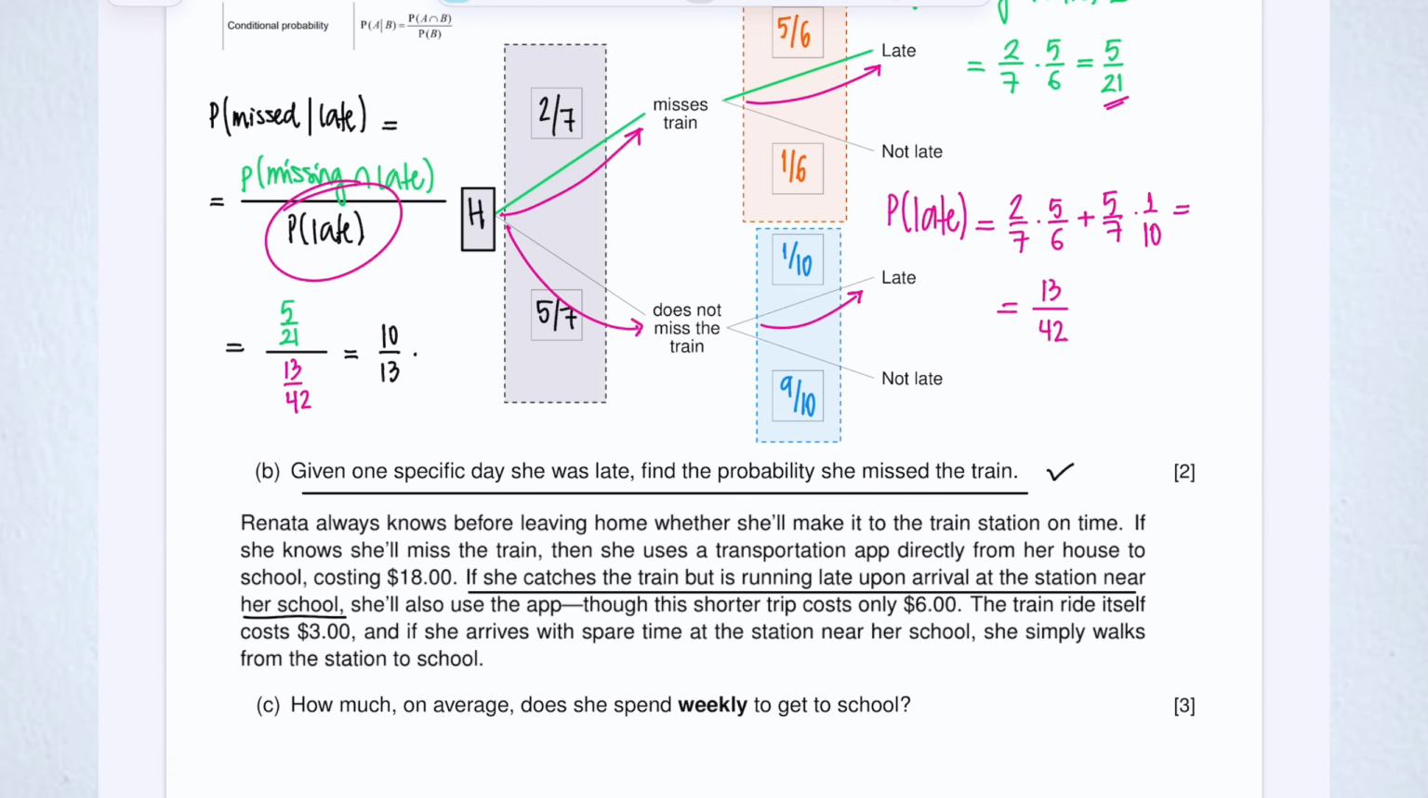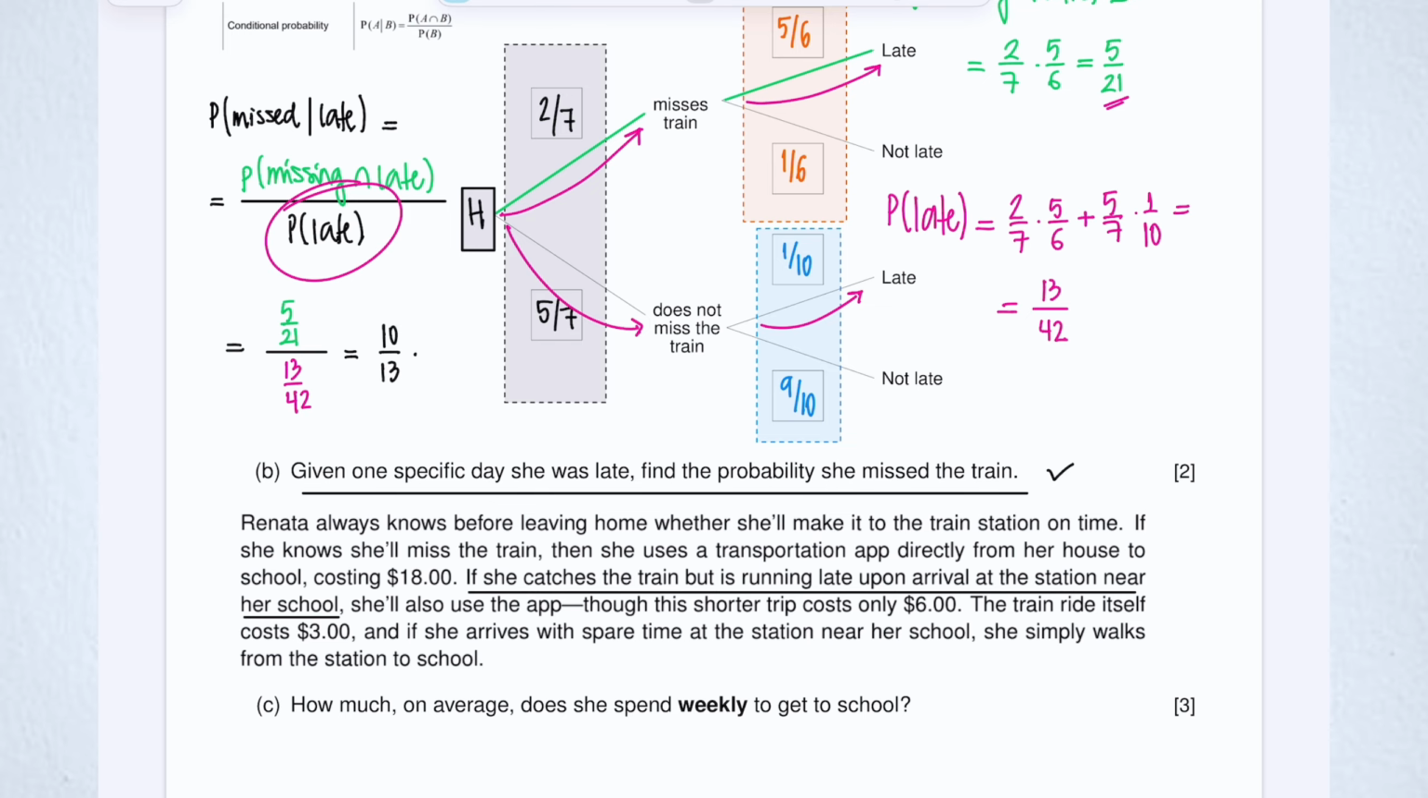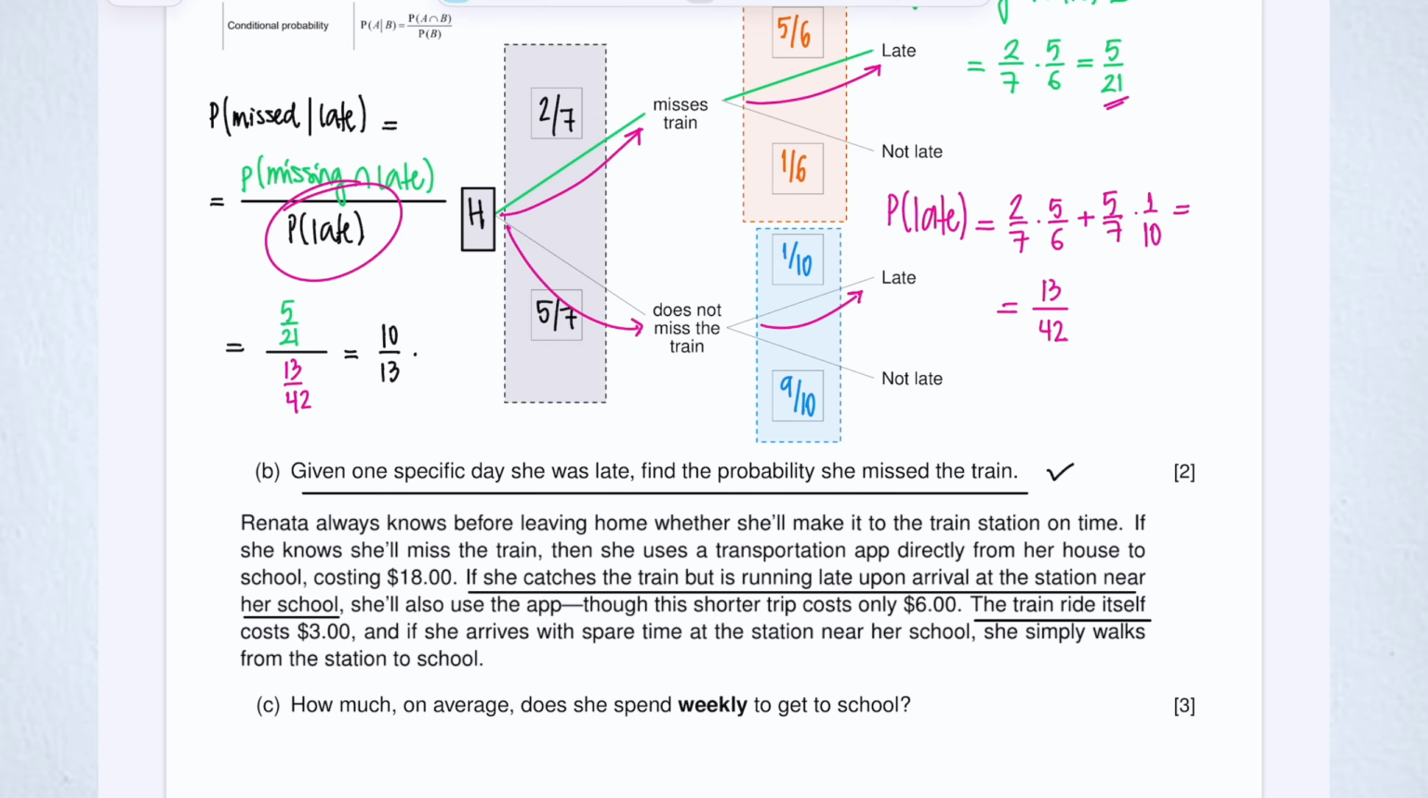But upon arrival, two things might happen. She gets to the train station near school and she's still late, so she needs to use a ride-sharing app, which costs $6, or she did get on time using the train and she just walks to school. Knowing that the train ride itself costs $3, how much on average does she spend weekly to get to school?